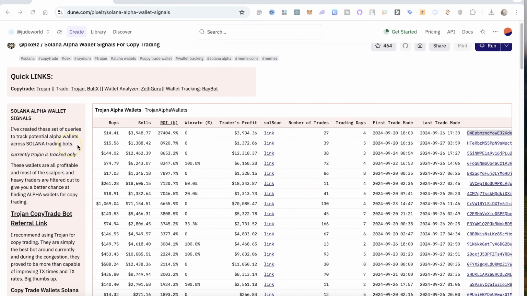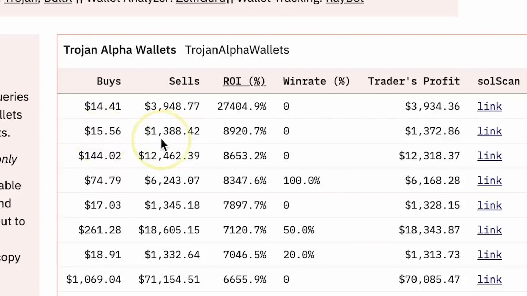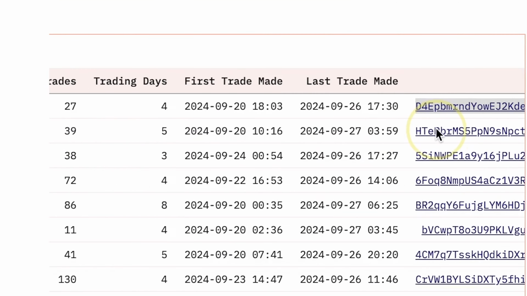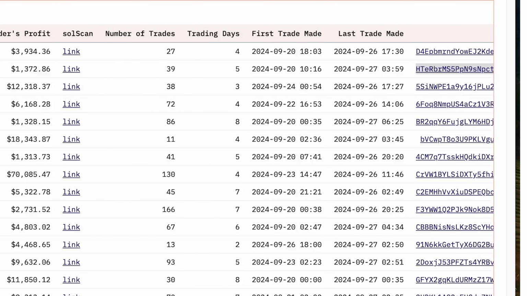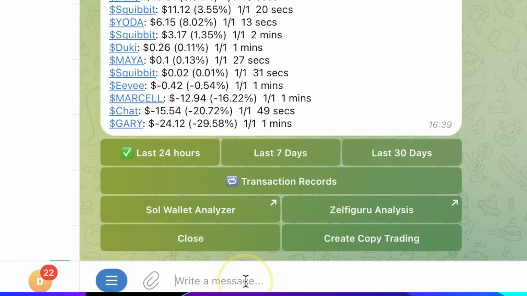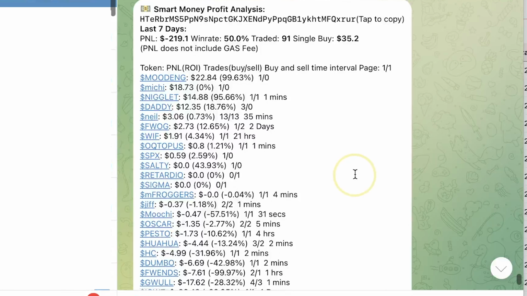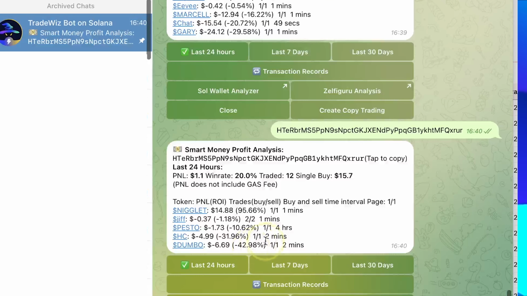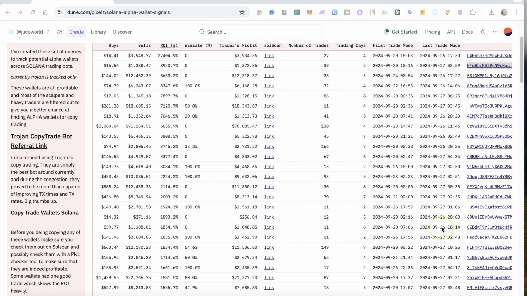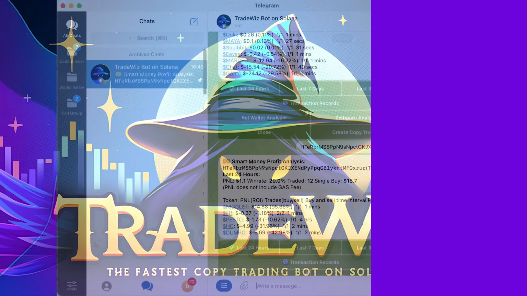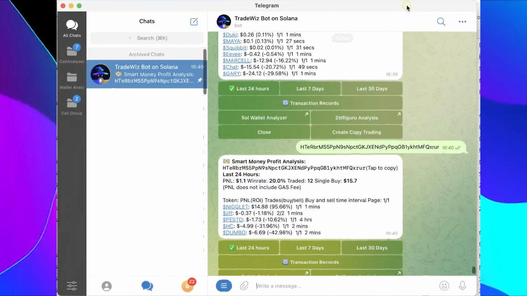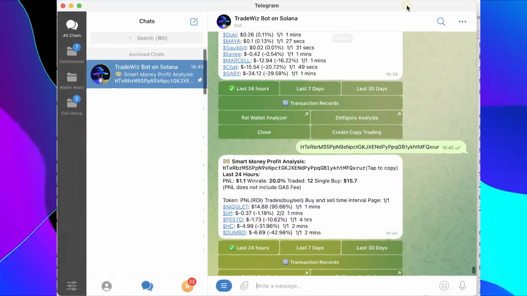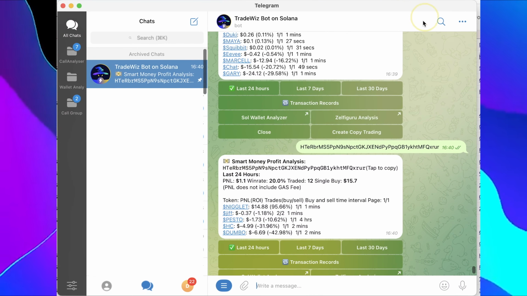I can choose to analyze the next wallet, turn $15 to $1,000. This is the percentage. Let me go ahead and copy this wallet, and I will do the same thing. Take it to TradeWiz, paste that wallet here, and go through the analysis. This wallet has actually made losses here in the past 24 hours. You can see the wallet is not really profitable. So this is what I'm going to continue doing. I'm going to continue sifting through these wallets and testing them on TradeWiz to see the wallet that actually works well with me.